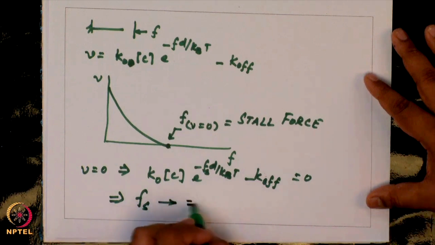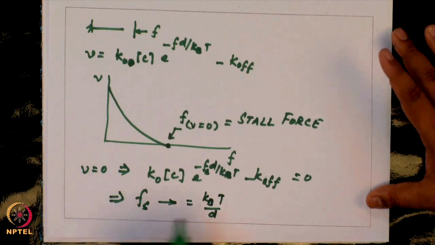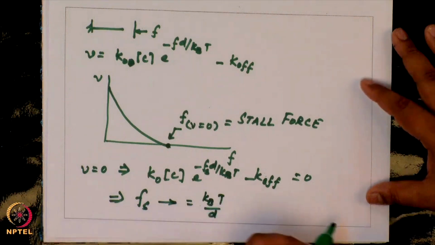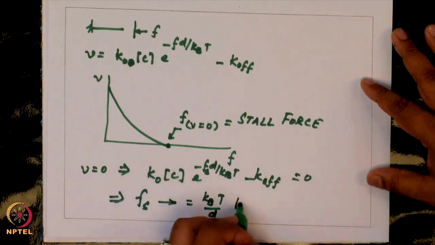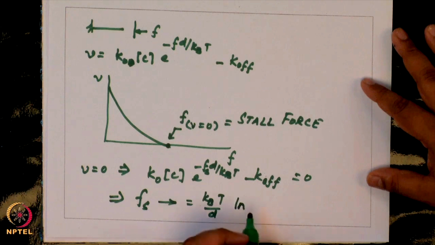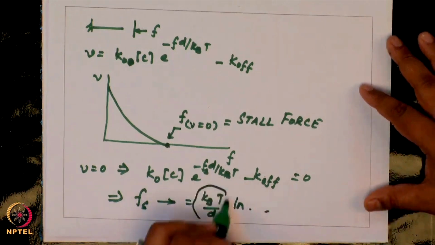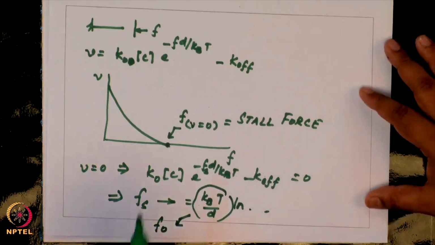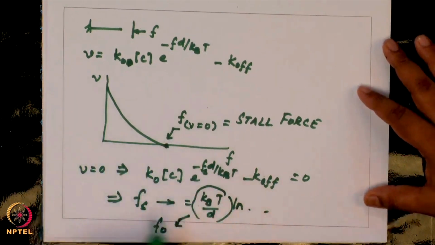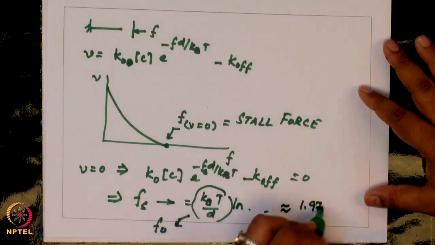So, this will turn out to be k_B T by d times the log of k_0 c by k_off. This is some intrinsic force scale, you can call it f_0. If you plug in the values for an actin monomer system, you will get f_s of the order of 1.97 f_0.